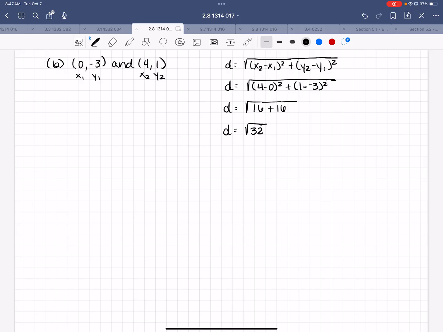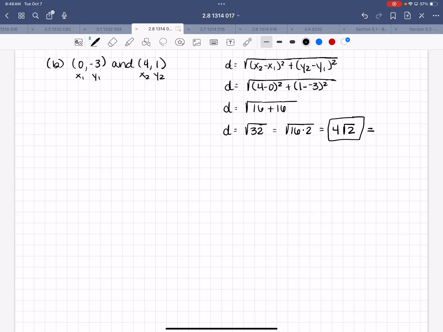This is one of those where they want you to simplify it. So square root of 32, I need to think about the perfect squares. And what perfect square will divide into 32? 16, of course. So this breaks down into the square root of 16 times 2, which square root of 16 is 4. Square root of 2 stays inside. So I get my distance is 4 square roots of 2.